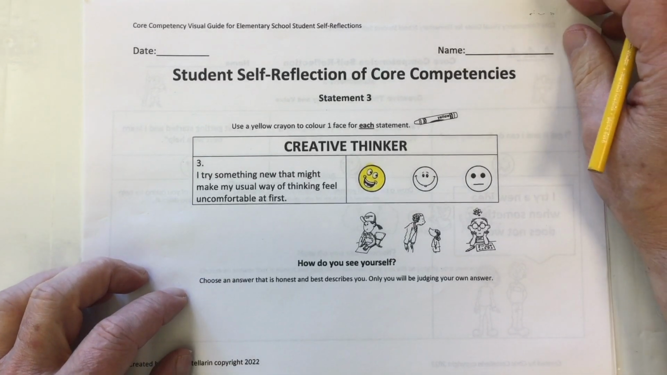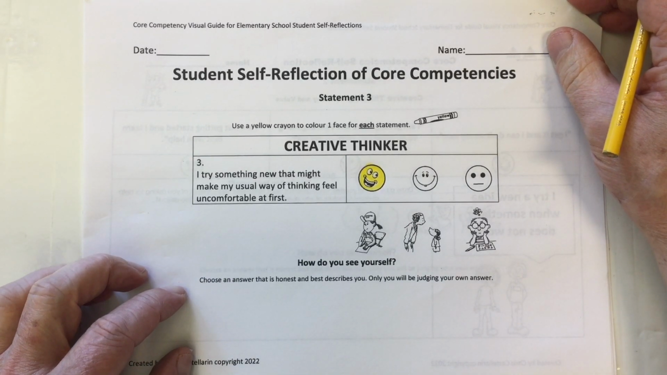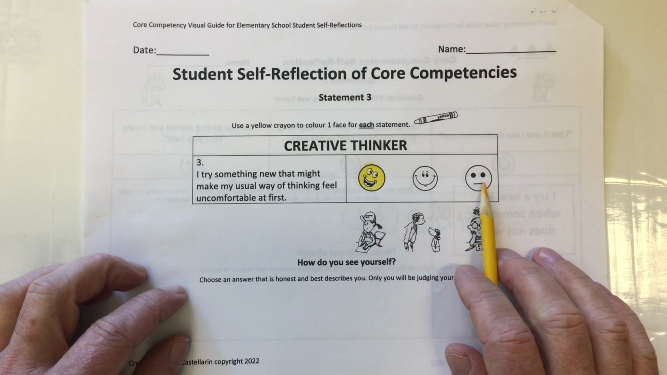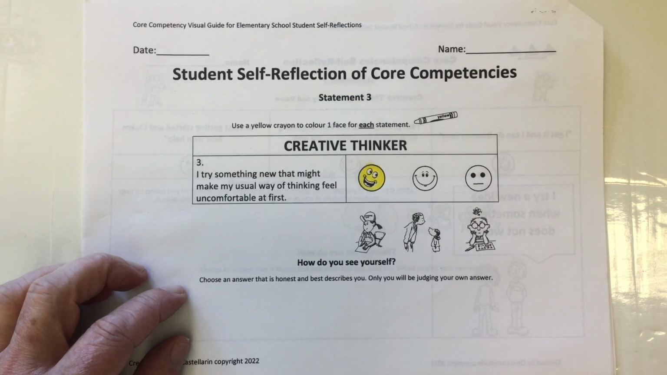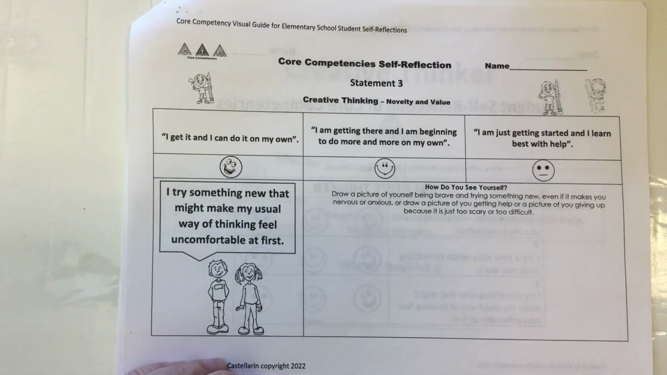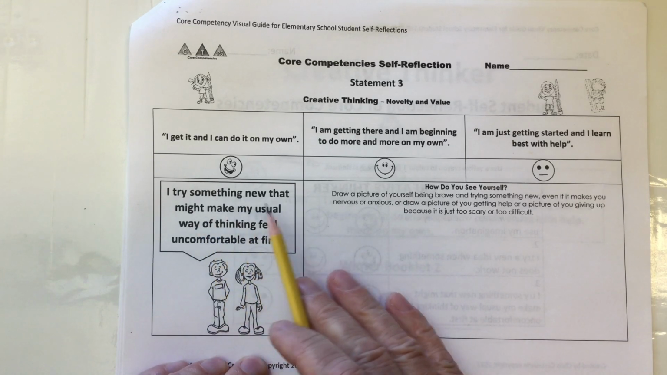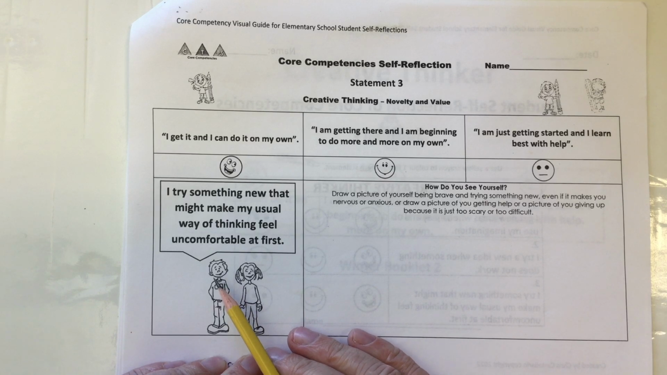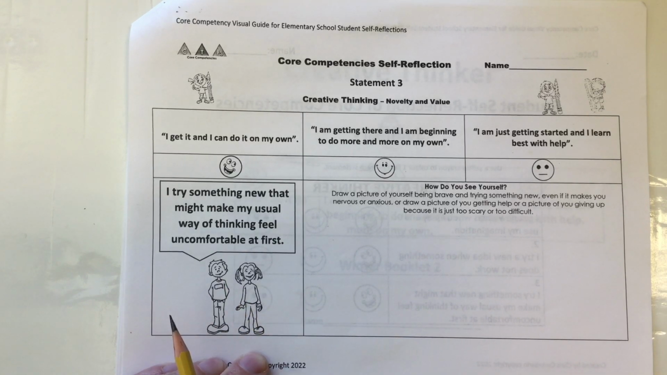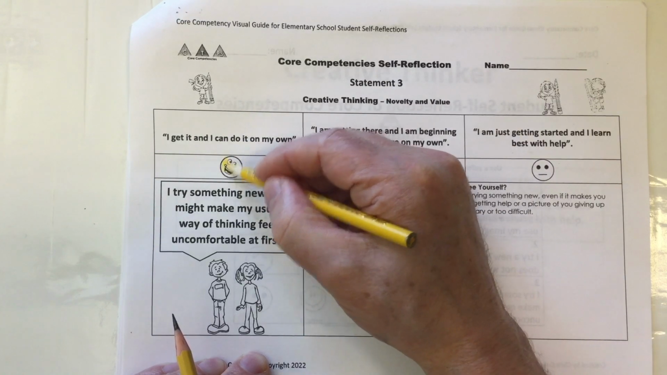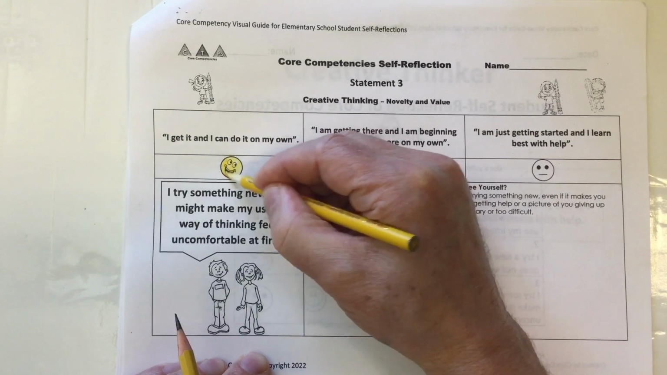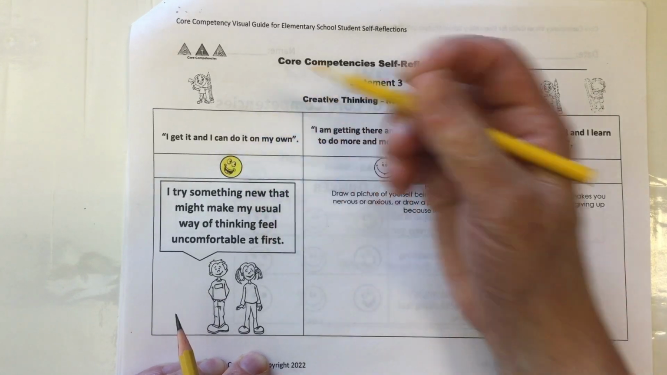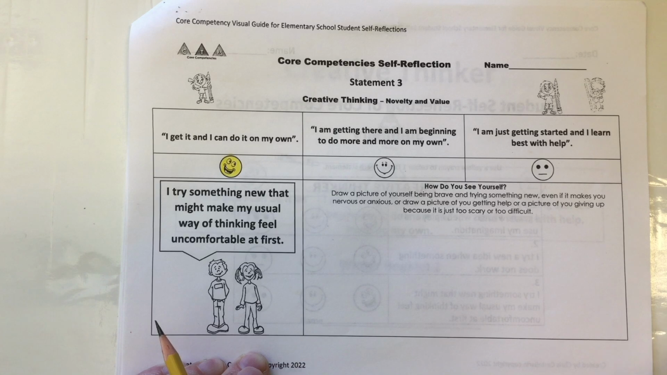Sort of think of the images that we've seen that show different people and how they might react to trying something new that might normally make them feel uncomfortable because it's different from the way they usually do it. On this page, it says, I try something new that might make my usual way of thinking feel uncomfortable at first. And I've chosen this little emoji face to say that, yeah, I'm usually pretty brave. I'm willing to try something new, even if I'm a bit uncomfortable and anxious and worried about trying it, thinking I might get it wrong. I might fail, but okay, I'll try it.